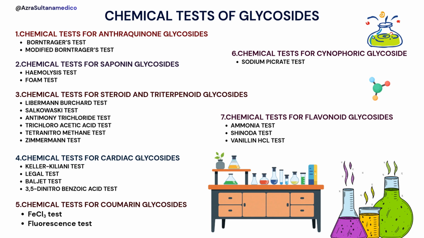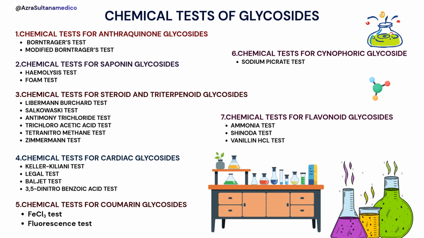Chemical tests of glycosides. 1. Chemical tests for anthraquinone glycosides: Borntrager's test, Modified Borntrager's test. 2. Chemical tests for saponin glycosides: Haemolysis test, Foam test. 3. Chemical tests for steroid and triterpenoid glycosides: Libermann-Burchard test, Salkowski test, Antimony trichloride test, Trichloroacetic acid test, Tetranitromethane test, Zimmermann test.